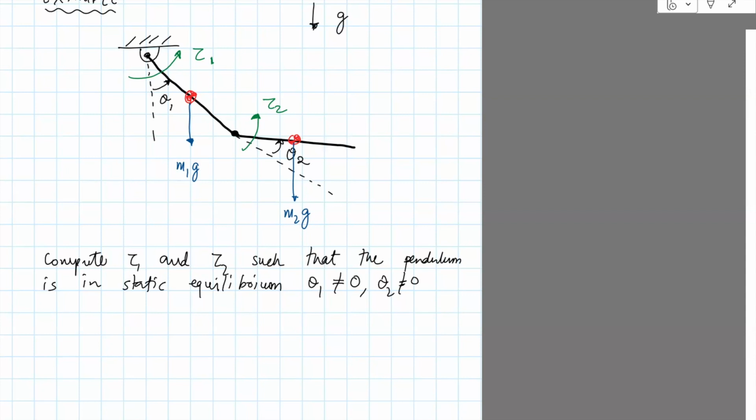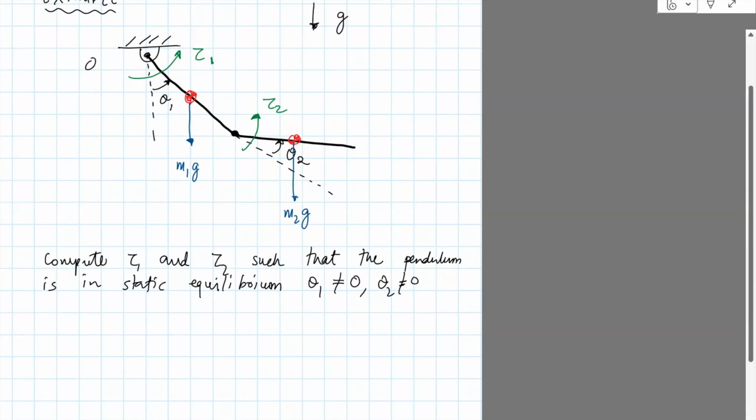Now this calculation can be done using things you've learned in statics. You'll draw a free body diagram, right? You'll separate out each pendulum and draw all the forces. There'll be forces at the pin joint, and then you can solve for the forces and eventually solve for the torques. Or you could also do moment equilibrium about this point. Let's call that O.